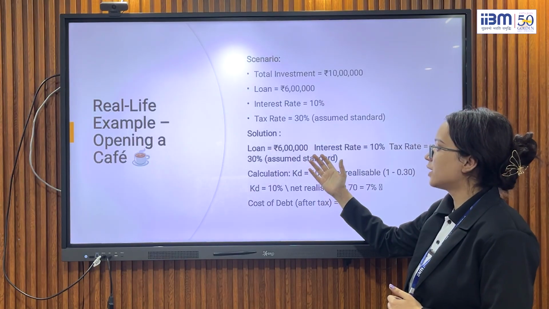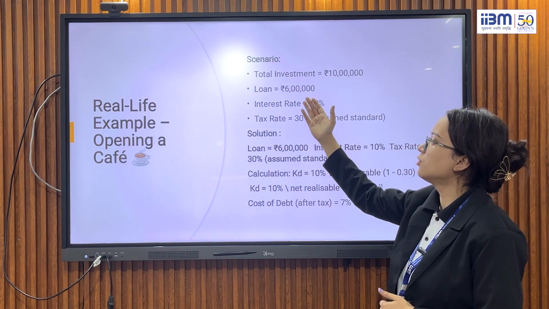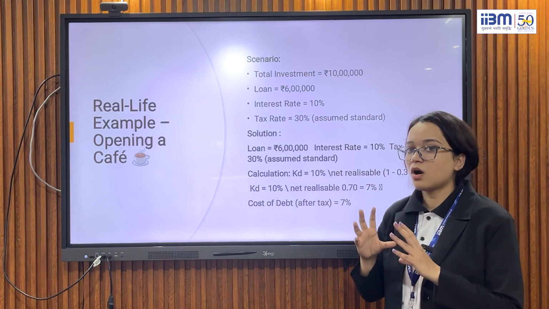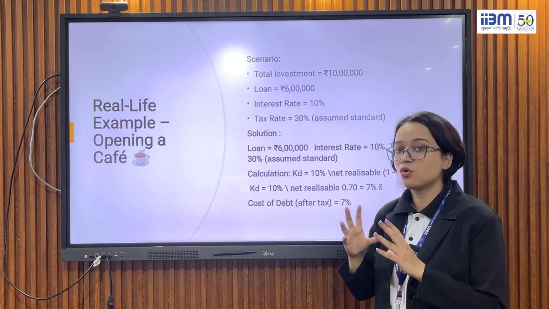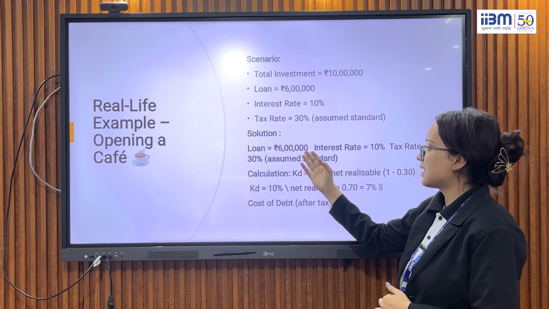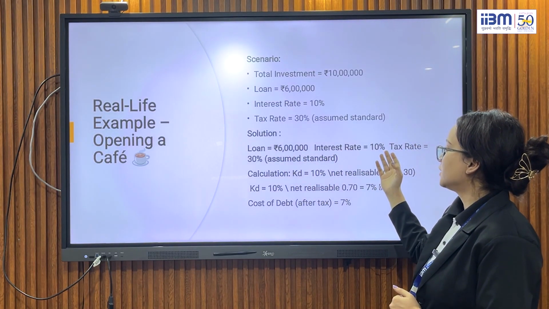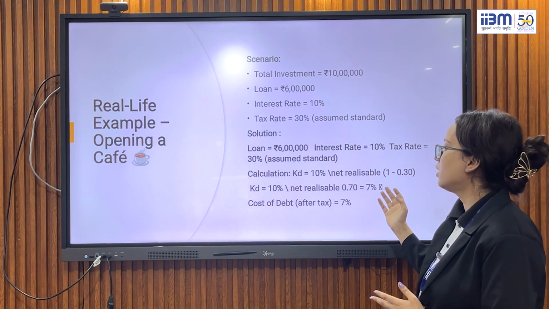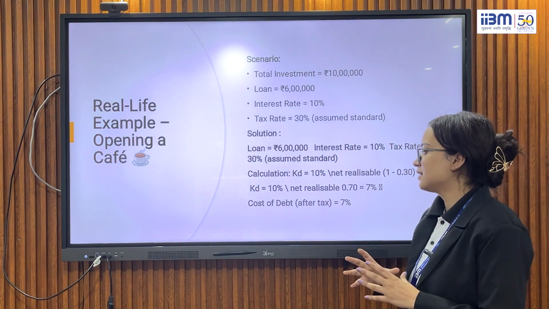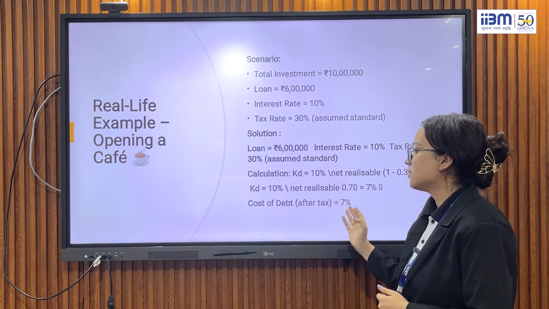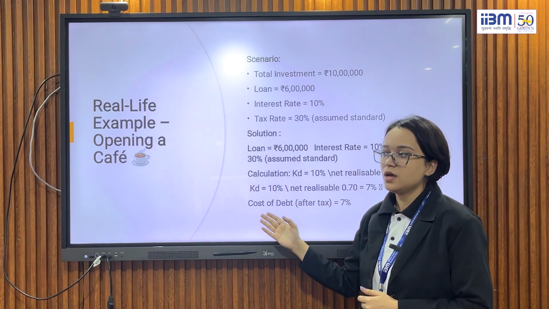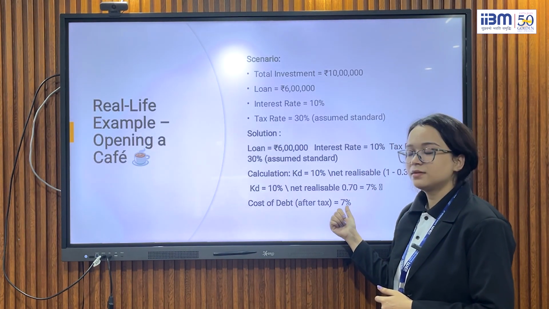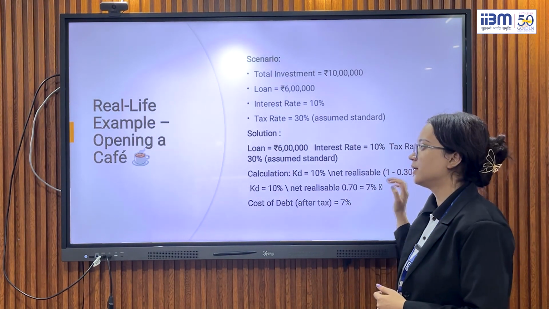You can see in the solution that we have calculated the cost of debt on the loan amount. The loan amount is 6 lakh, the interest rate is 10% and the tax is assumed as 30%. After calculating all this, we can see that after tax deduction the cost of debt comes to 7%.